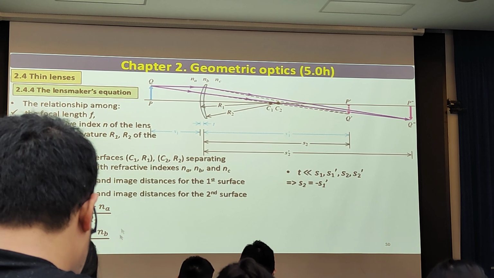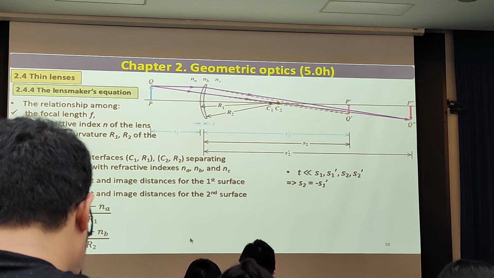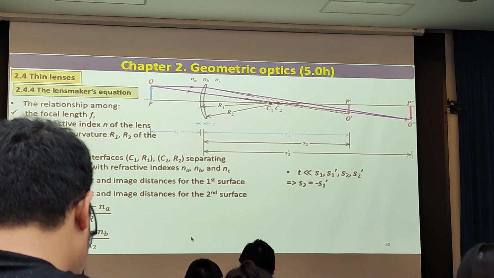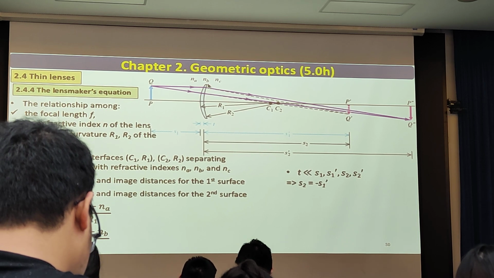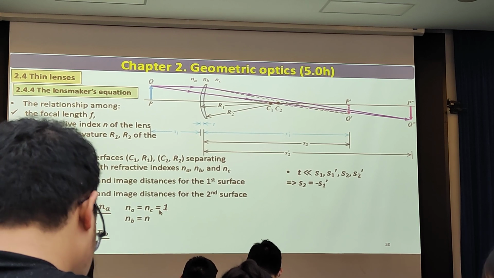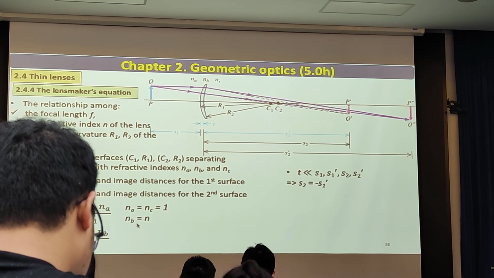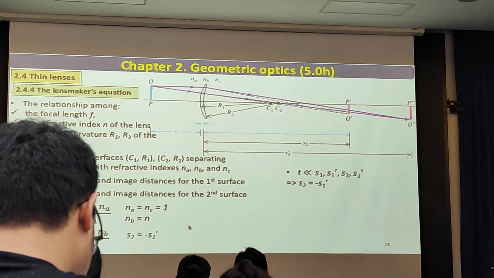So you use these two relationships we found earlier, and here we consider Na and Nc are air, and Nb is the material of the lens. So we consider Na equals Nc equals 1, and then Nb equals N. We consider that as well.